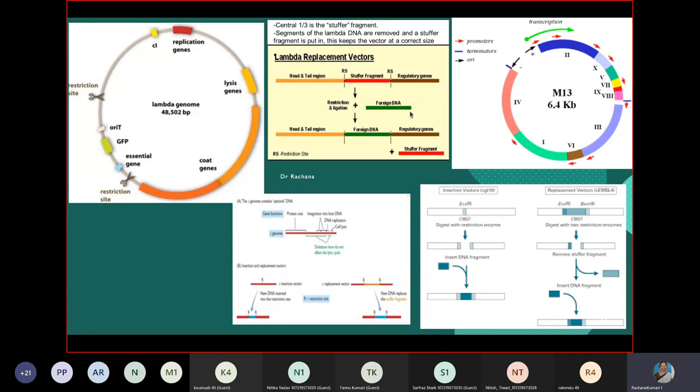Now the foreign DNA of insert which was extracted has to be inserted now. So how did we do that?